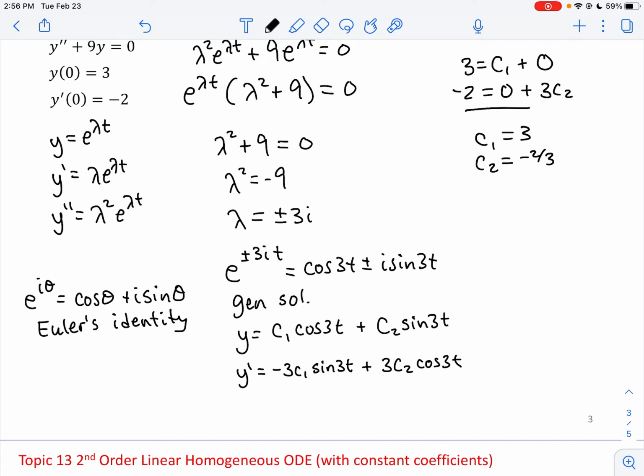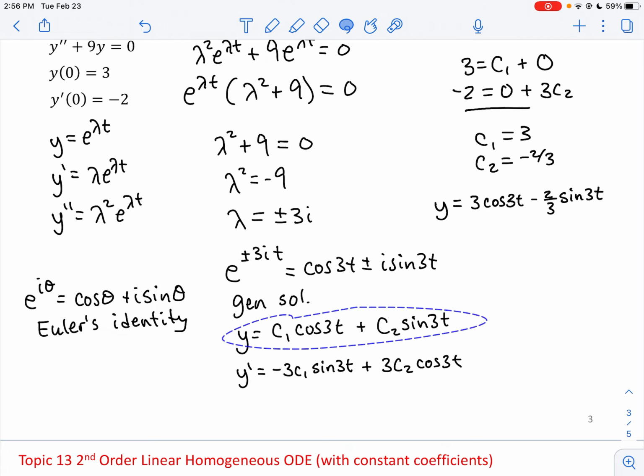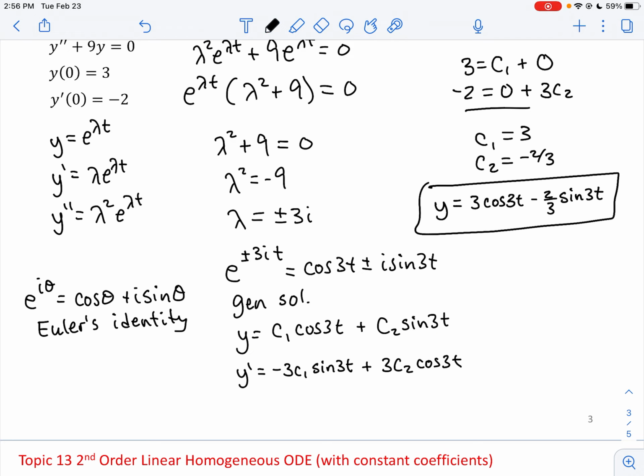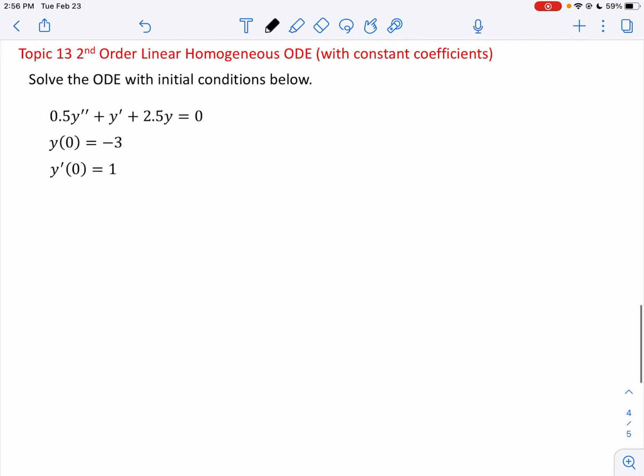And now I'm ready to write my particular solution. y is equal to c1, which is 3, times cosine of 3t, plus c2, so minus 2/3, times sine of 3t. I just rewrote my general solution, but with the correct c1 and c2 in place, and now I have my particular solution. Okay, next example.